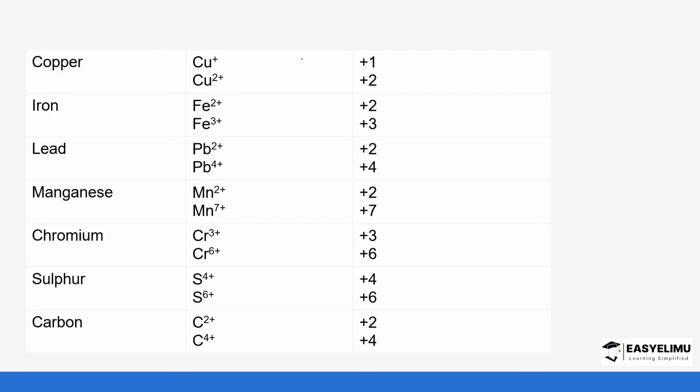You can see copper has 2 oxidation numbers, both positive 1, positive 2. Iron also has 2 oxidation numbers, positive 2, positive 3. Lead has positive 2, positive 3. Manganese has positive 2 and positive 7. Chromium has positive 3 and positive 6. Sulfur has positive 4, positive 6, and carbon has positive 2 and positive 4. There are other transition metals we didn't discuss. They also have varied oxidation numbers.